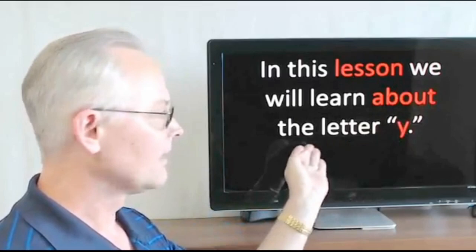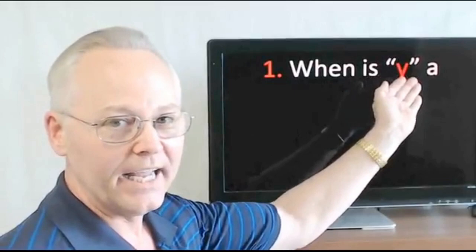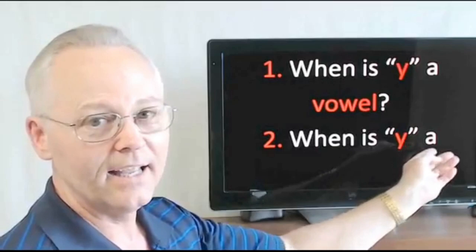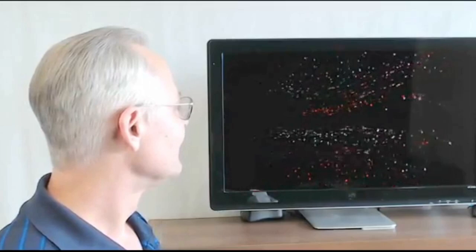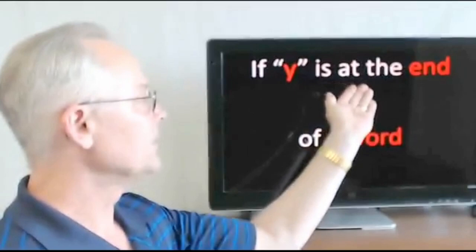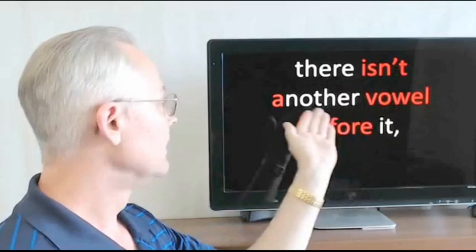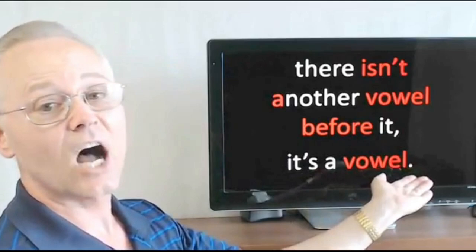Let's answer two questions. When is Y a vowel? When is Y a consonant? When is Y a vowel? If Y is at the end or in the middle of a word, and there isn't another vowel before it, it's a vowel.